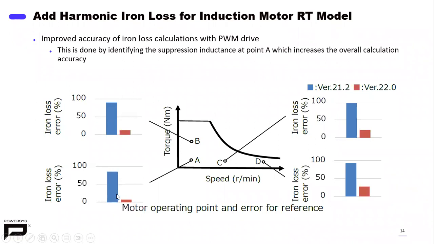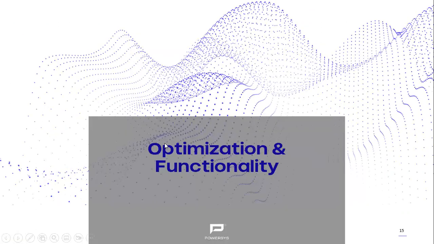Here we observe that the iron loss error percentage is drastically reduced when compared to the previous versions. The iron loss error does increase at higher load points as well as higher speed points. Whereas when compared to the previous version, the iron loss error percentage is drastically reduced in the new version. And that's all about the control and circuit part.